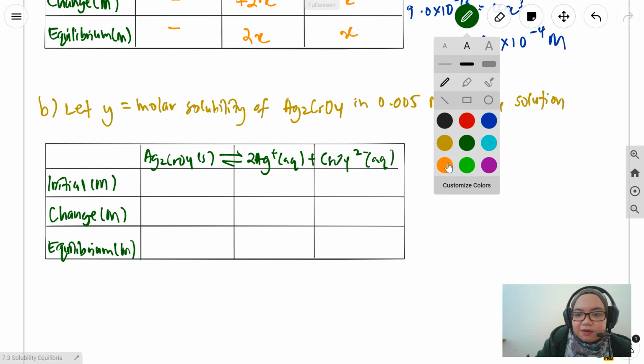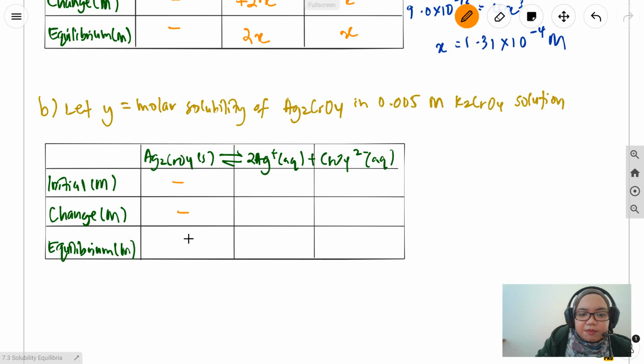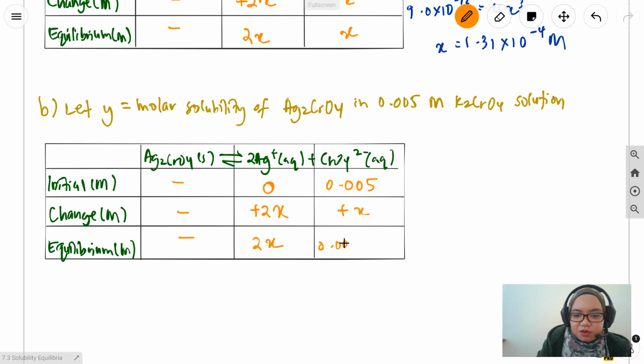So, initially, kita tahu ni tak ada apa-apa. Initially, Ag plus kosong. Tapi sekarang ni, dia dissolve Ag2CrO4 ni dalam chromate ion ni. 0.005 molar chromate ion. So, kita tahu ada common ion kat sini, CrO4. Betul tak? So, dekat sini kita tahu initially dia ada 0.005 molar. So, kat sini change, dekat sini plus 2x, sini plus x. Betul? So, dekat sini equilibrium 2x, dekat sini 0.005 plus x.